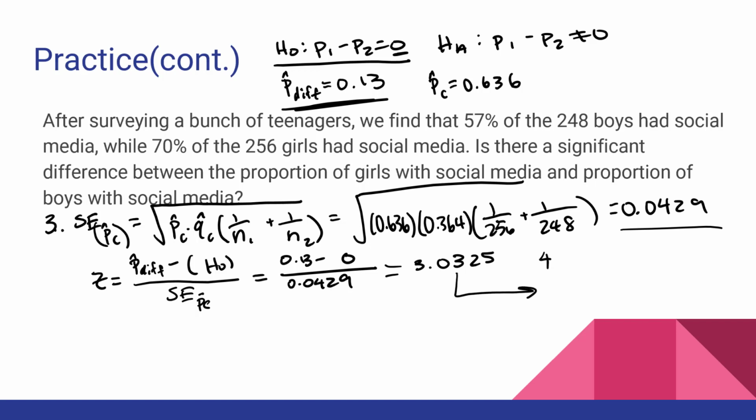Now that we have our z-score, we can flag this on the normal model. So that is our step 4. Since it's the standard normal model, we label our mean as 0, and then 1, 2, 3. There is our z-score, and we're interested in everything from here to the nearest extreme. So this area right here.